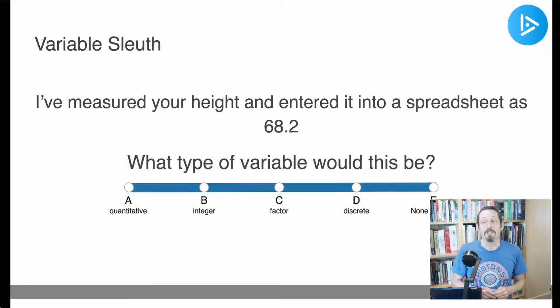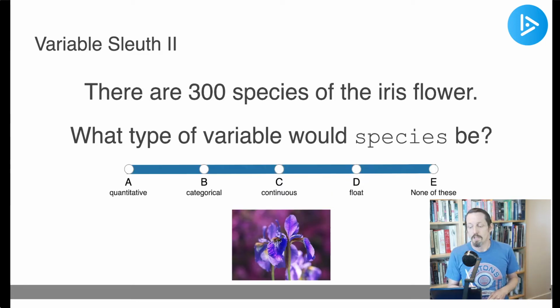So let's take a moment and give you a chance to show that you understand all this. So I've measured your height and entered it into a spreadsheet. It's 68.2 centimeters. What type of variable is this? Likewise, you will have just answered on the Google form this one.